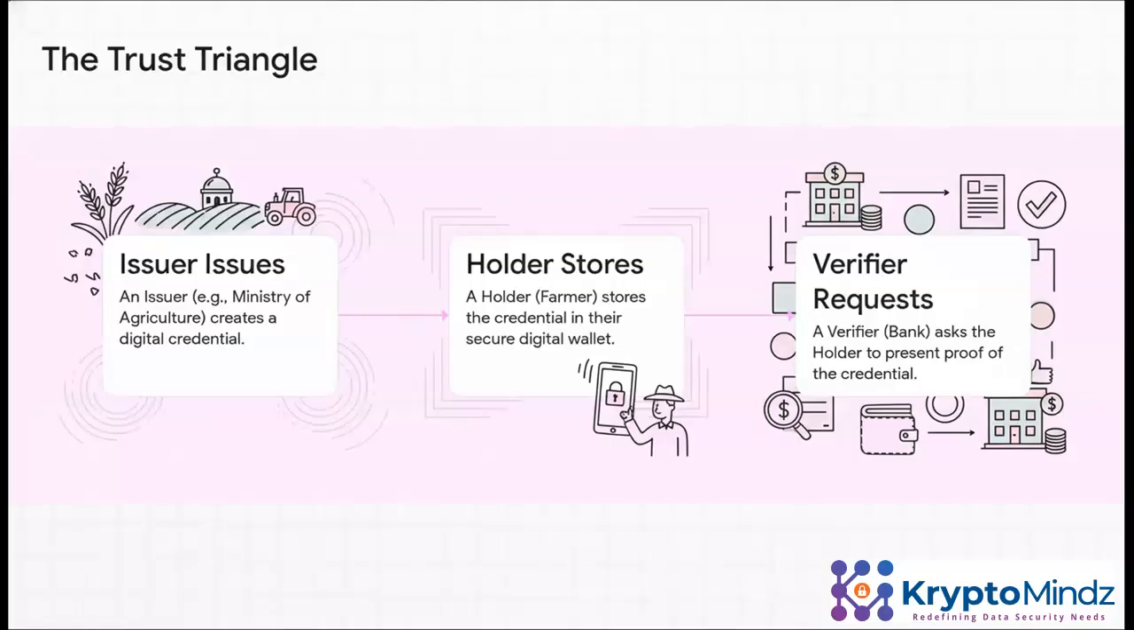And this whole system is built on a really simple idea called the trust triangle. You've basically got three main players. First, there's an issuer, let's say the Ministry of Agriculture, who creates a digital certificate. Then you have a holder, like a farmer, who receives that certificate and keeps it safe in their private digital wallet. And finally, you have a verifier, maybe a bank, who needs to check that the farmer's certificate is legit.